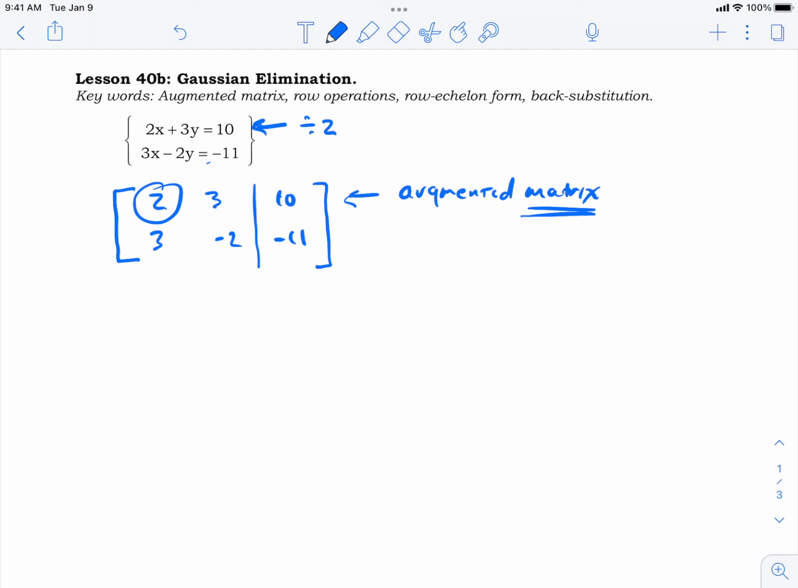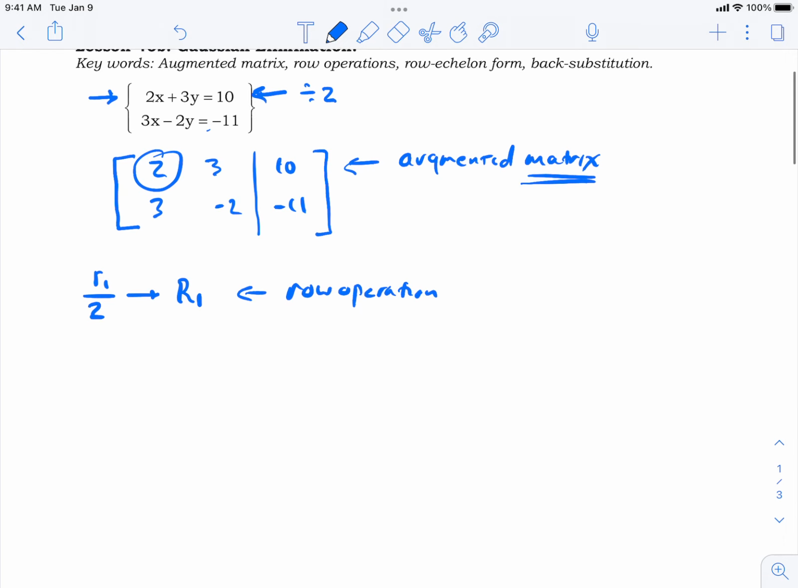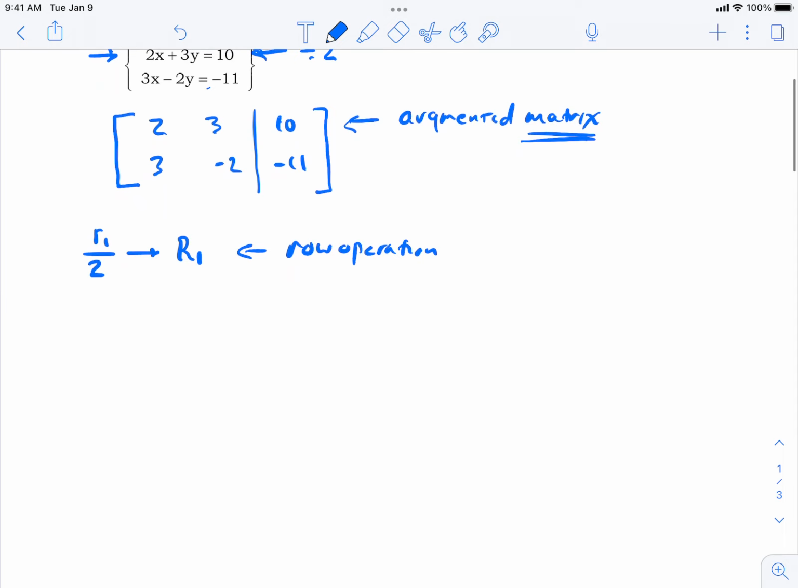You ready? We're going to say, take the first row, r sub 1. Instead of calling it an equation, we're now calling it a row. Take the first row, divide it by 2, and store that as the new row 1. See what I mean? Small r means old row 1. Big R means it's going to be the new row 1. And by the way, this is our second piece of vocabulary today. This is called a row operation, because we're going to operate on the first row. Get it? So here we go. Let's do that row operation.